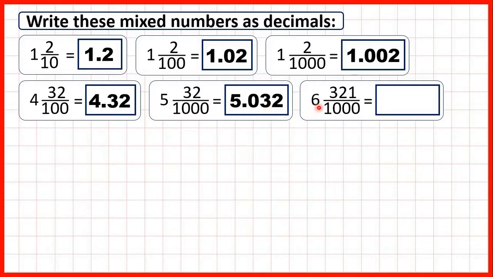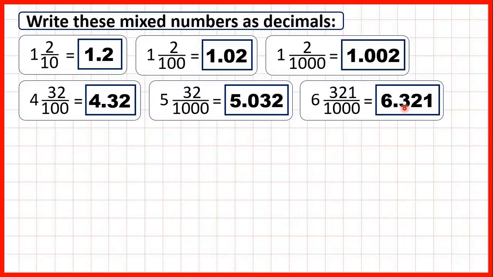Finally, we have 6 and 321 thousandths. That's 6.321. The denominator of 1,000 tells us that we can't go beyond the thousandths place value, so we can only have 3 digits after the decimal point. That means the 2 gets pushed over into the hundredths, and the 3 gets pushed all the way over into the tenths.